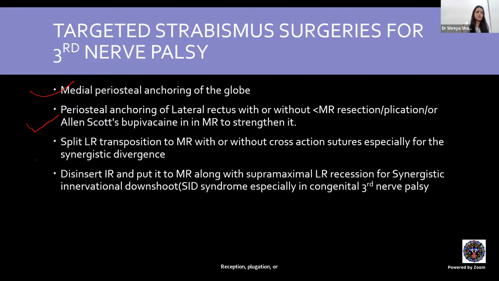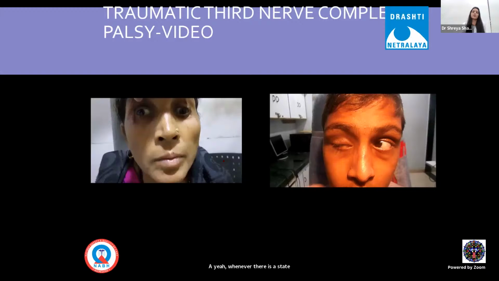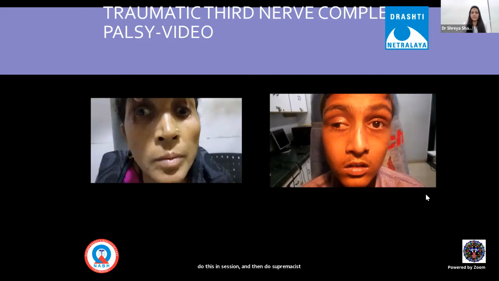Split LR transposition to MR with or without cross-section sutures, especially for the synergetic divergence, and disinsert IR whenever there is a SID syndrome. And so you do disinsertion and then do supramaximal dissection of LR. So this is the third nerve palsy with aberrant regeneration. As I said, there are other options available here.